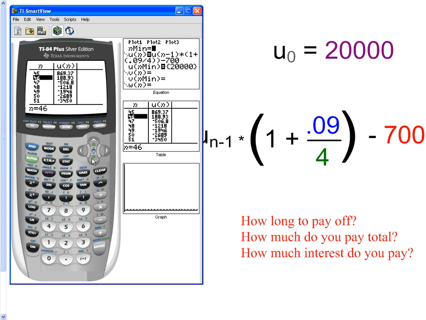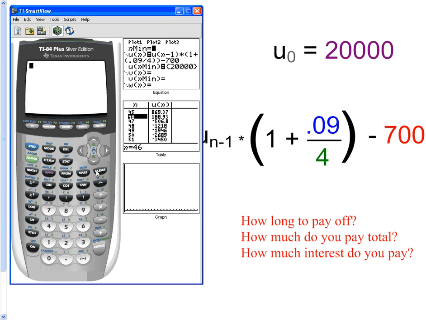Yes, because we started at 0. So 1 was the first payment, and 2 is the second payment. So 46 is the 46th payment. I haven't paid it off, though. 46 full payments of $700, plus I still owe 188.93. So we're going to do that. 46 full payments. So everybody go to second quit.